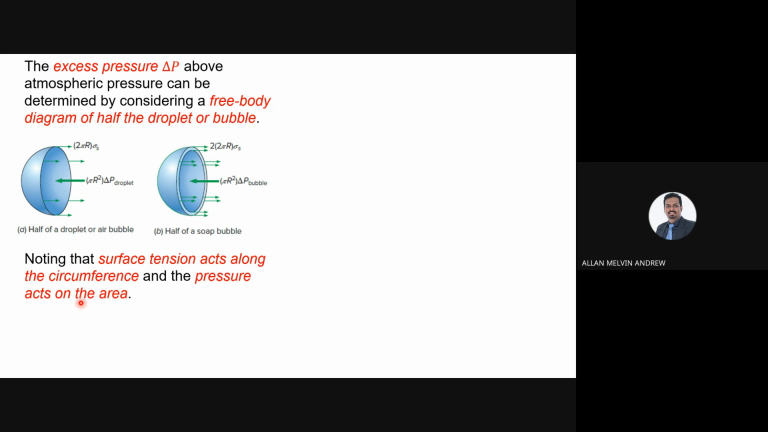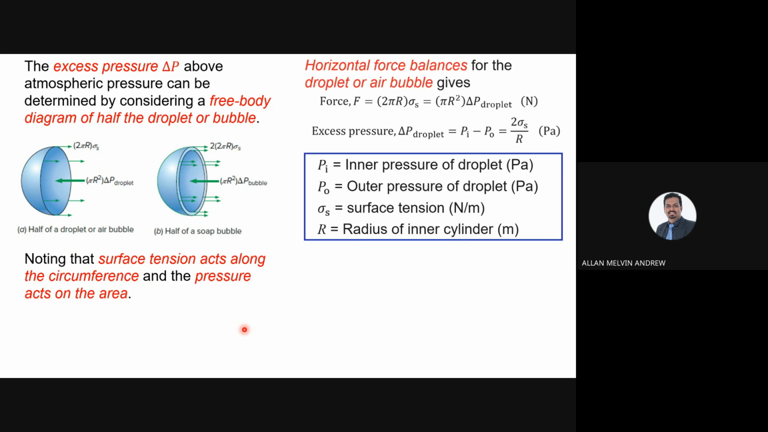The surface tension does not affect the pressure acting on that particular area, but it acts more along the circumference. Then, the horizontal forces balance for the droplet or air bubble. These are some of the formulas to calculate. All these questions we will see either at the end of this chapter, if we have time.